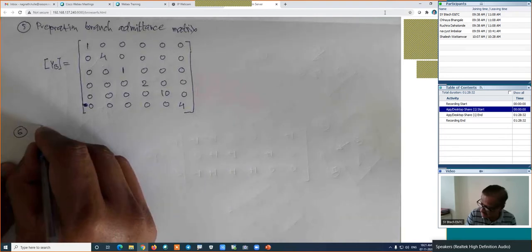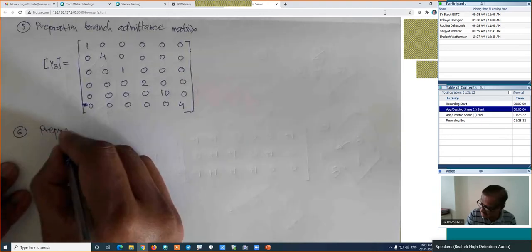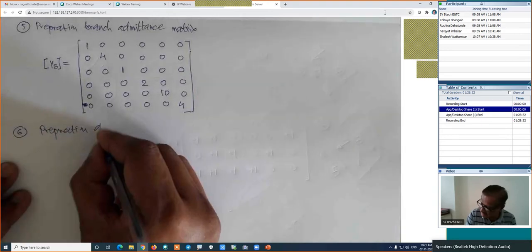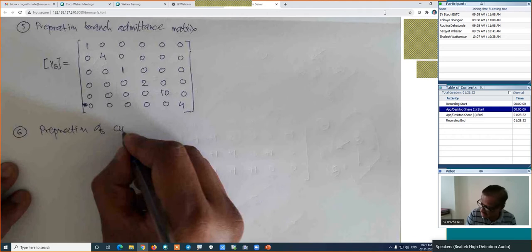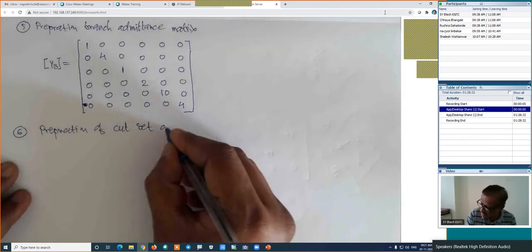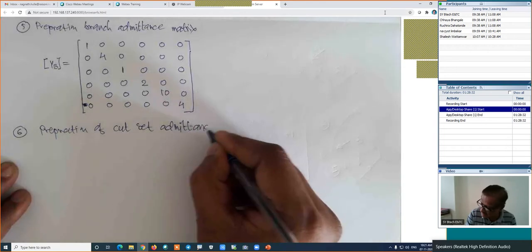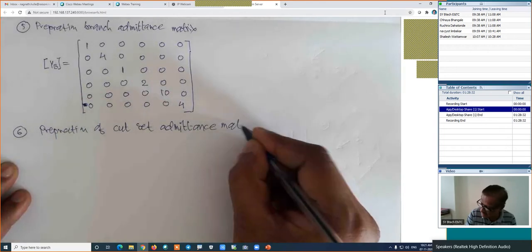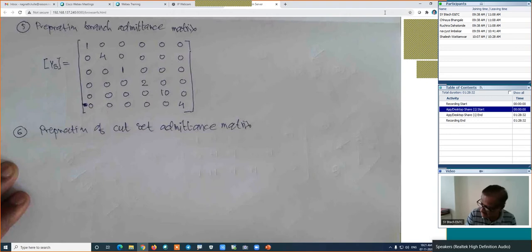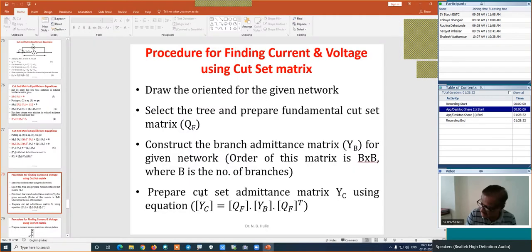Preparation of the cut set admittance matrix. This procedure is a little lengthy, that's why it is sometimes boring. Now the next step is the preparation of the cut set admittance matrix YC, and its formula is YC is equal to QF into YB into QF transpose.